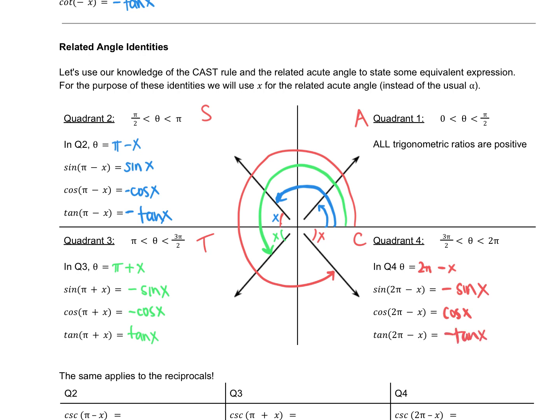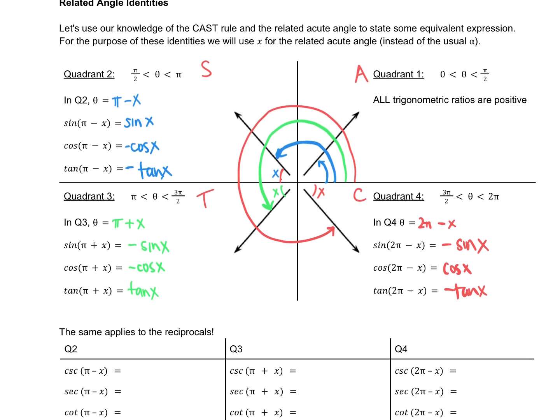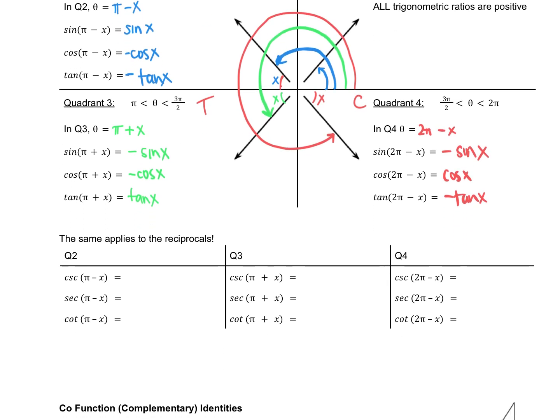So this is really just your prior knowledge, just kind of standardized in these related angle identities. These are not new though. And these same ideas apply to the reciprocals.